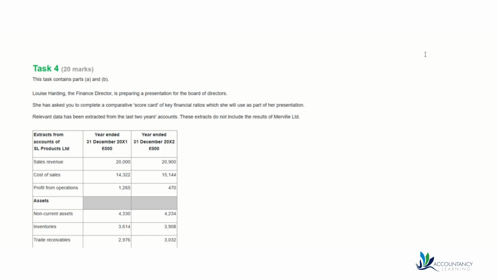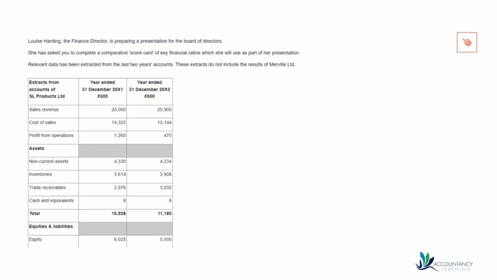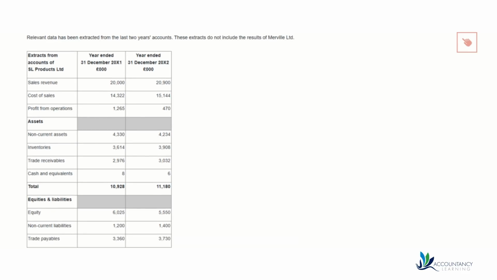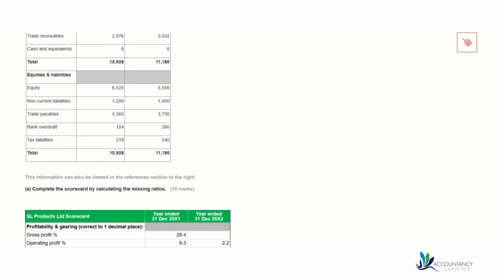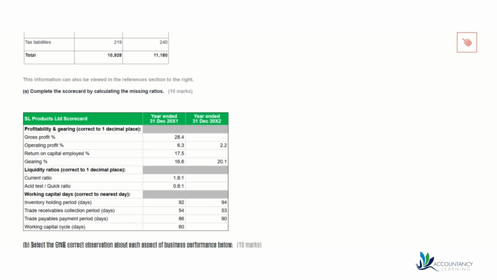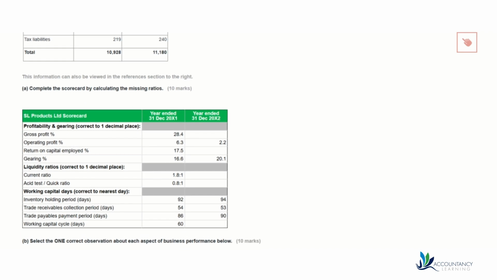So as you can see below here, we've got a snippet from the P&L account just showing the revenue, the cost of sales and the profit for operations. And then we've got the financial statement showing all the assets, the equity and the liability. So moving down, what we need to do is complete the scorecard by calculating the missing ratios, and that's the ones which are not greyed out. So we've got the gross profit margin, the return on capital employed, the current ratio, the acid test or quick ratio, and the working capital cycle in days for the year ending the 31st of December 2000X.